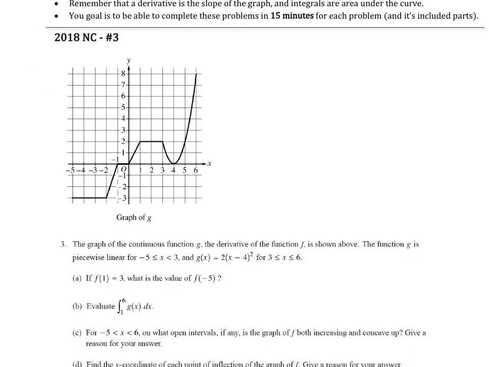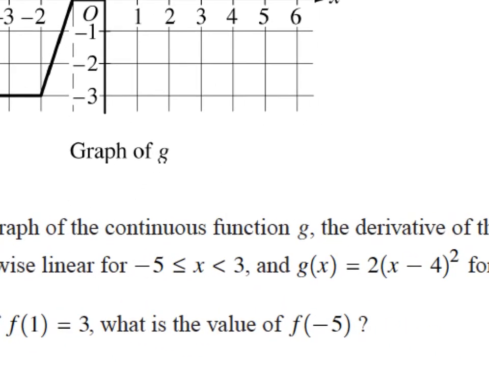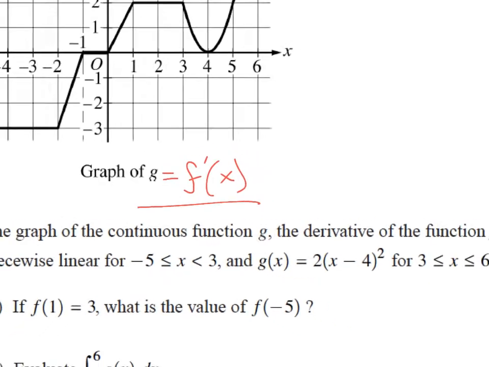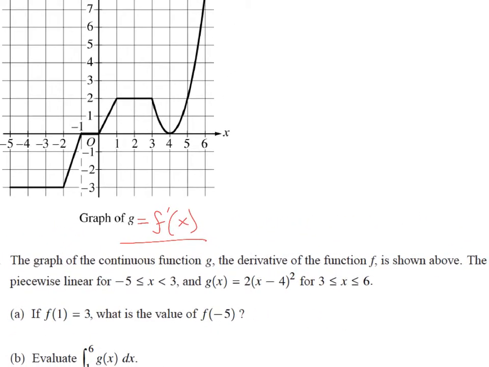And here we have a problem. We've got a graph, of course, that's the whole idea. And we're told that it's a continuous function g, and g is the derivative of the function f. So once we're told that, we want to come right up here and make a note of that. Hey, this is g, which is f prime of x. Just keep this in our head, all right? So we've got function g, which relates to function f. So this is the graph of the derivative.